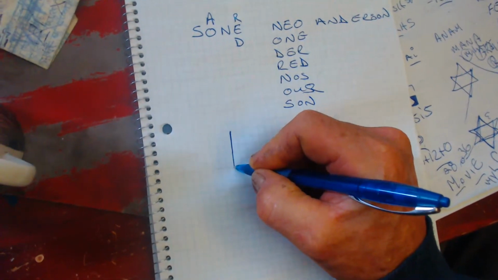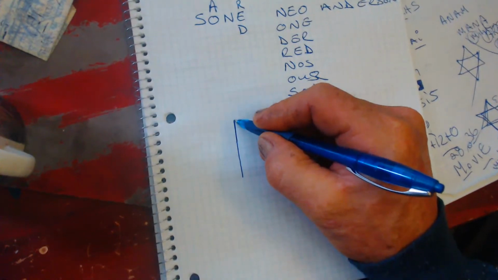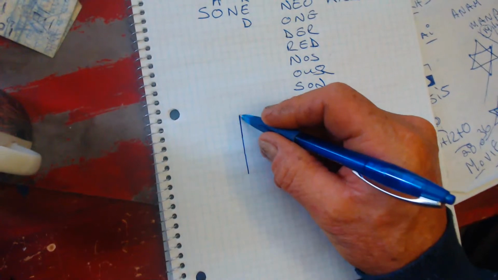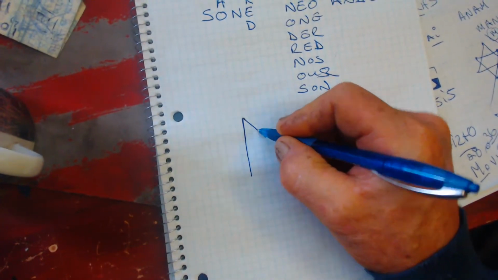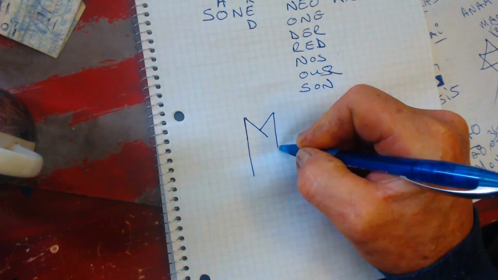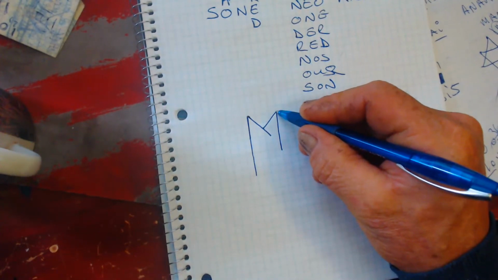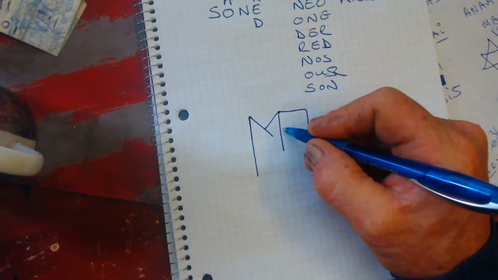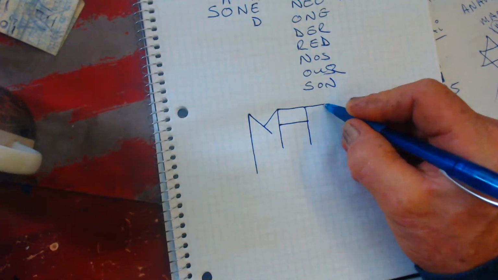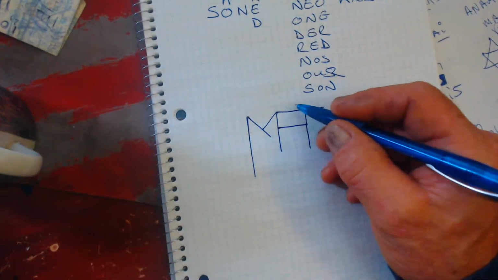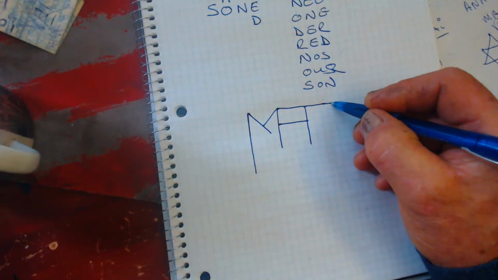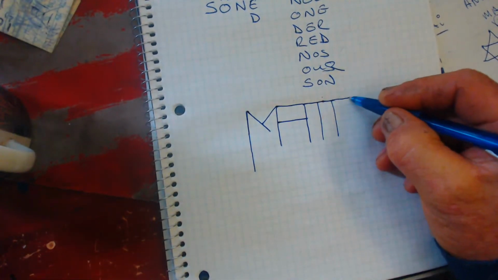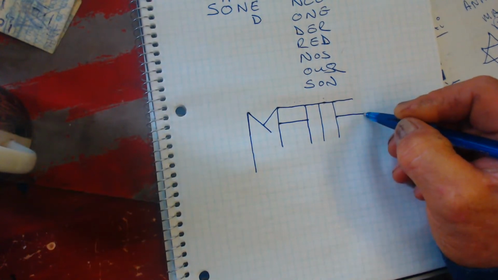1, 2, 3, 4, 5, 6, 7, 8. I'm going to try it. Oh, no, that's not going to work. The word's going to be too big. Maybe I'll go to 6. I'm not sure if I can do this. 1, 2, 3, 4. I don't know if I can do this. It's been a long time.